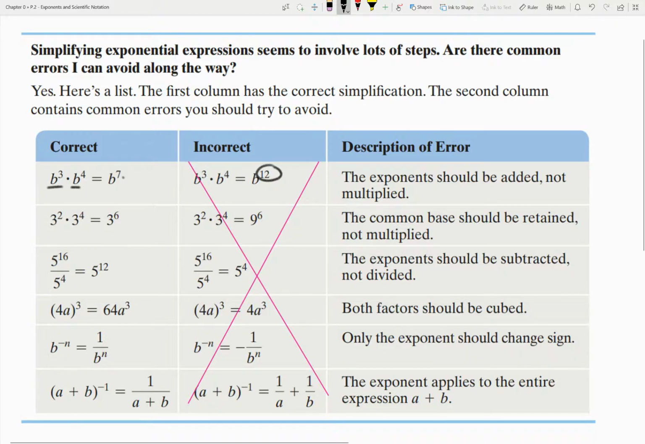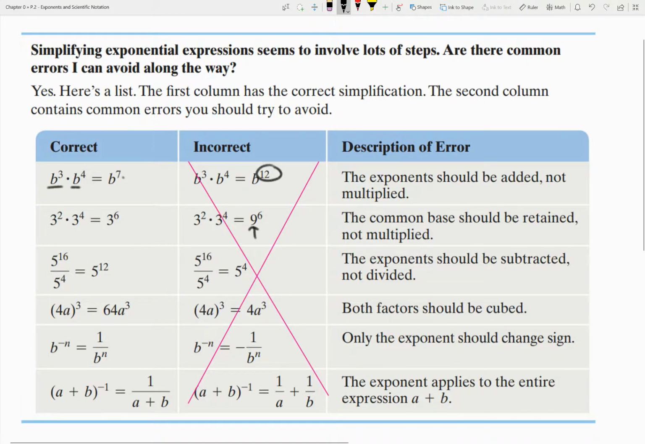For the next one, again, same base, you add the exponents together. The base does not change. You don't multiply the 3's together. 3 squared is 9 times 81, right? It doesn't mean it's going to be 9 to the 6th power, right? It's going to be 3 to the 6th power. It's 3 times 3 twice, and then 3 four times, so now it's 3 six times.